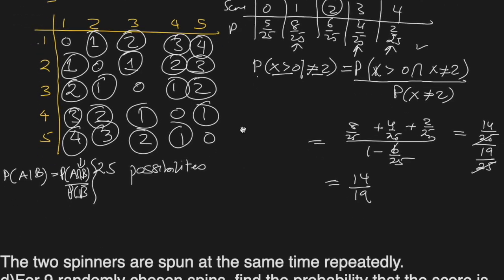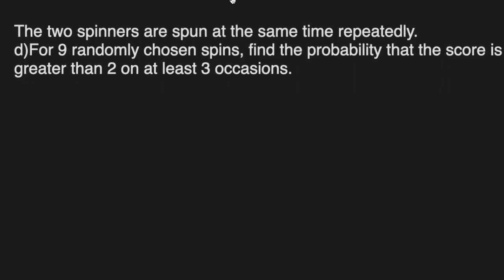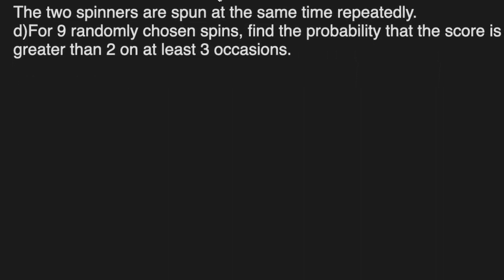Alright, let's go to question number D, part of the same question rather. The two spinners are spun at the same time repeatedly again. Alright, for 9 randomly chosen spins, total 9. Find the probability that the score is greater than 2 on at least 3 occasions. At least 3 occasions. Okay, greater than 2.